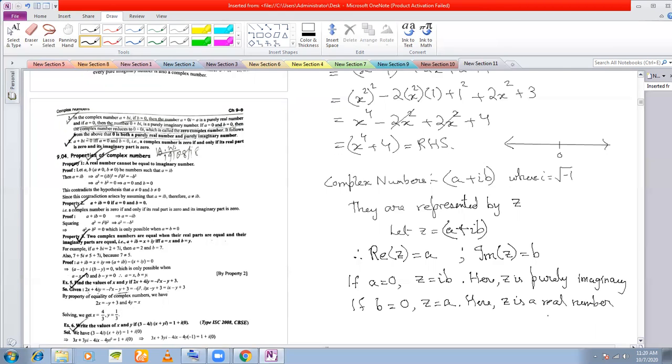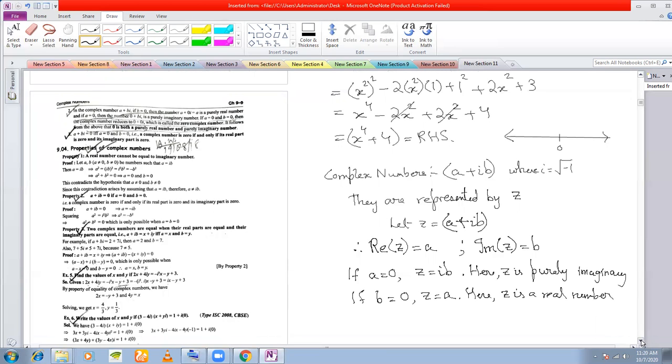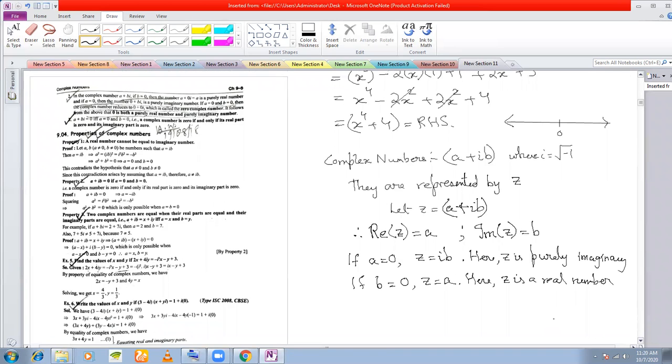Okay. If b is equal to 0, that means if the imaginary part is 0, then z becomes a real number. So in fact, any real number can be expressed as a complex number. If I'm talking about the number 23, this number is real, but it can also be represented as a complex number as 23 plus 0i. So any real number can be represented as a complex number also.